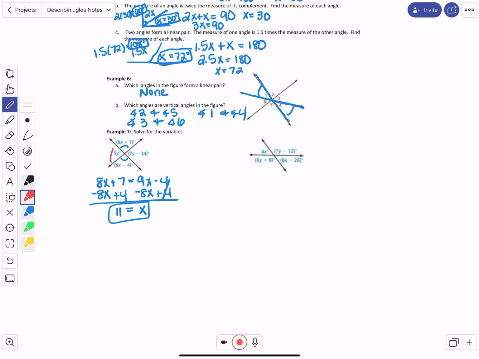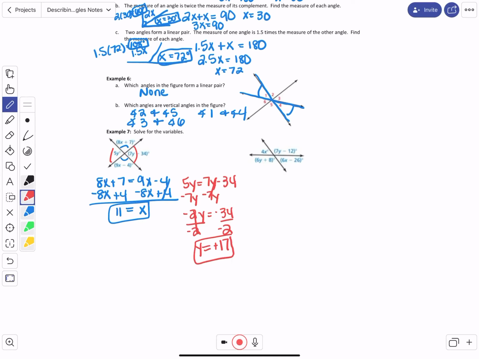Same thing for my y's. So I know that these are equal here. So if I do 5y equals 7y minus 34, if I subtract 7y, I get negative 2y equals negative 34. Divide by negative 2. And y equals positive, whoops, almost messed up there, positive 17.